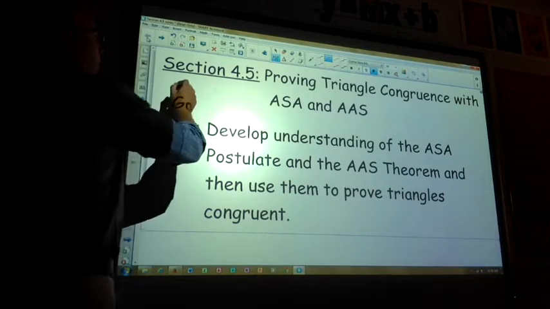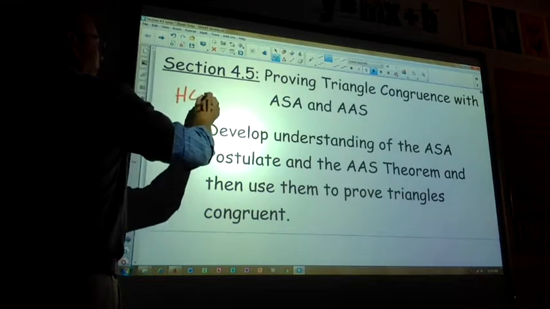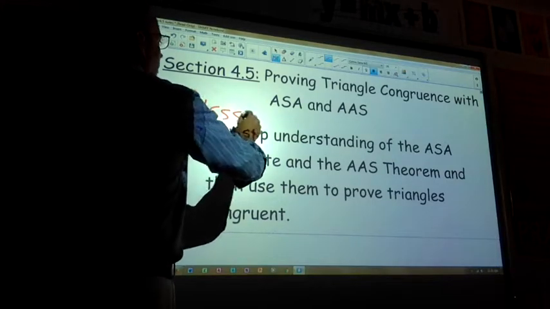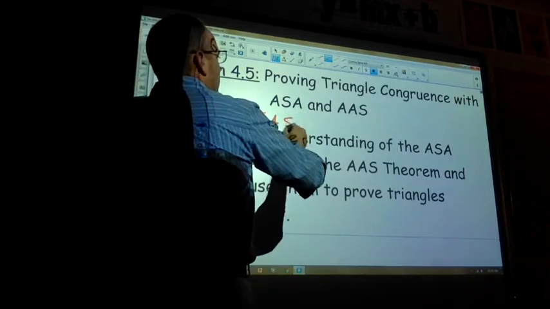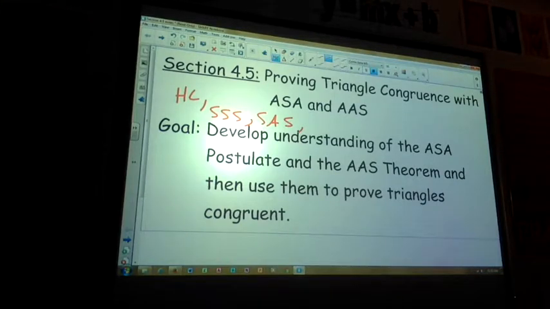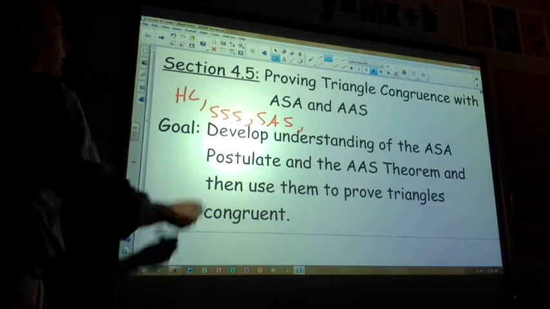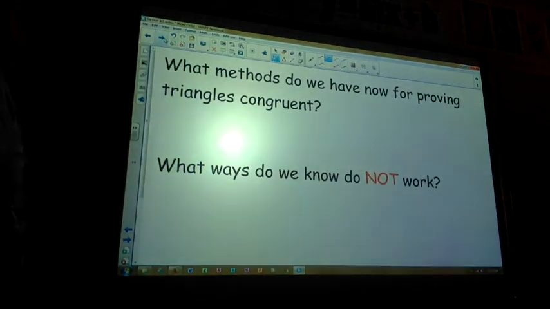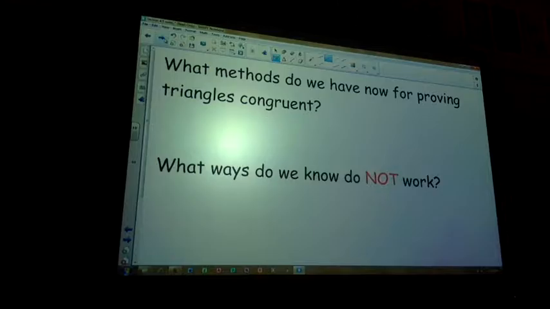So that we're adding to our list. I mean, we have hypotenuse leg, we have side side side, side angle side. Now we have angle side angle and angle angle side. So there's a lot there to go through. All right, what methods are we now proving? I just wrote what we did: hypotenuse leg, side side side, side angle side, and the two new ones.